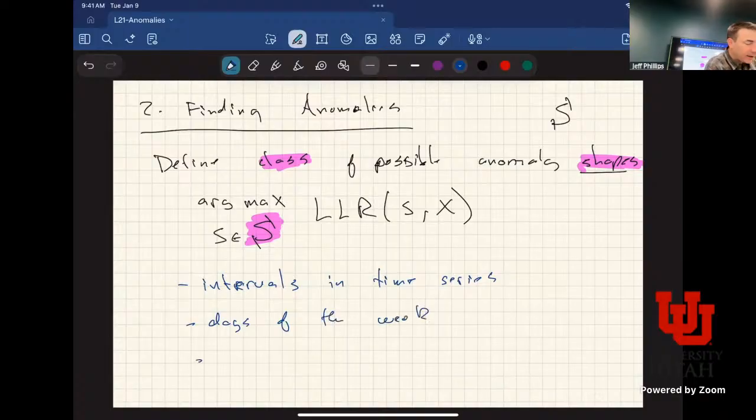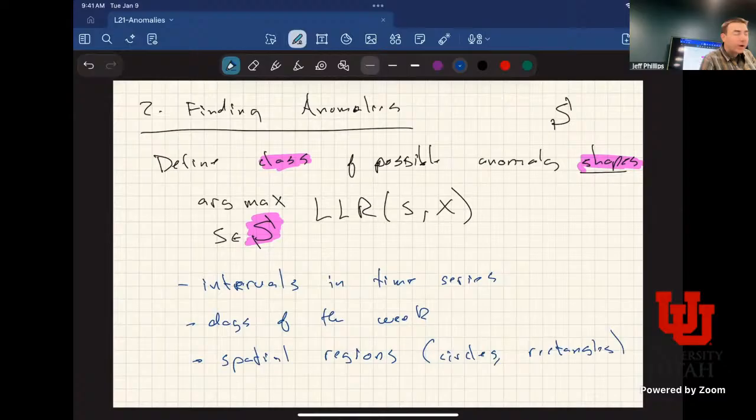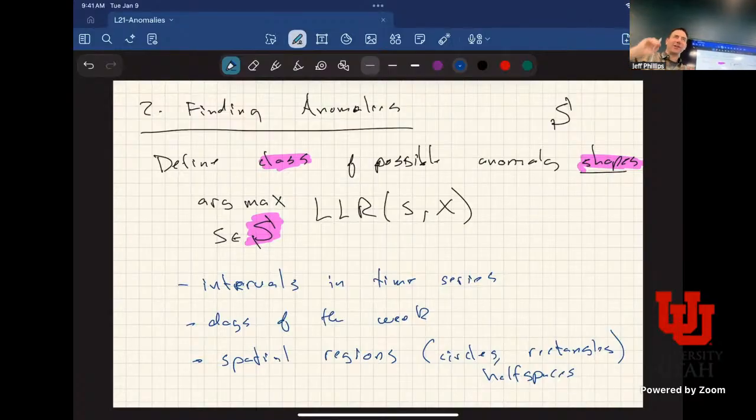These could be some spatial regions, say defined by circles or rectangles, or if you're doing machine learning, you might say some half spaces. Where the distributions look different on one side than the other side of the half space.